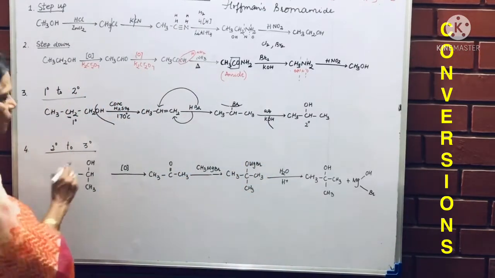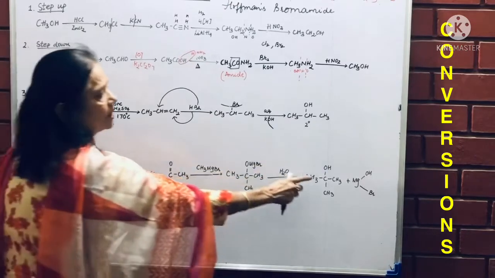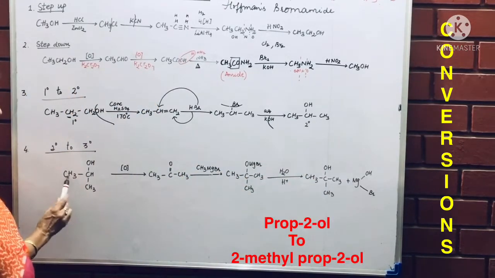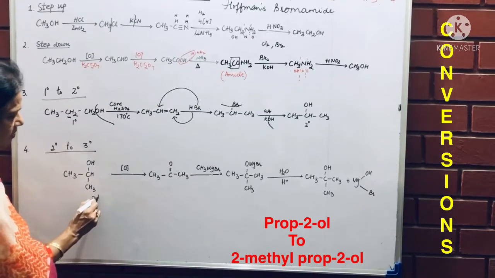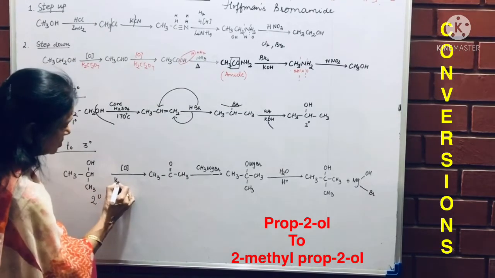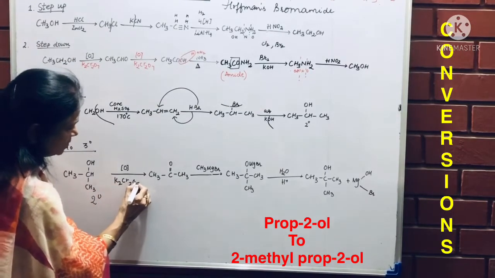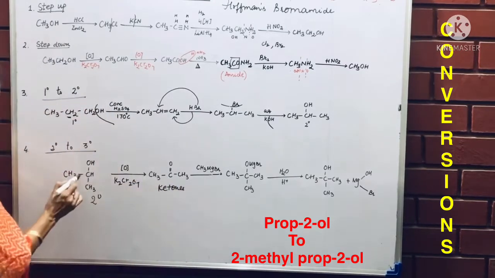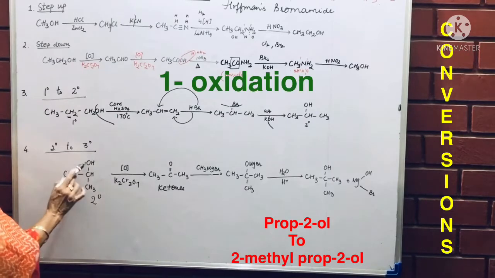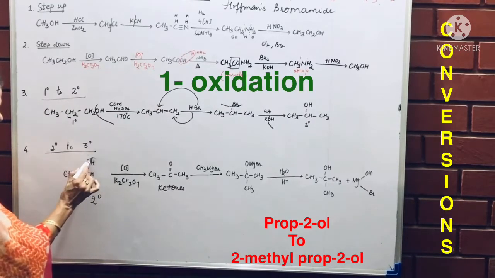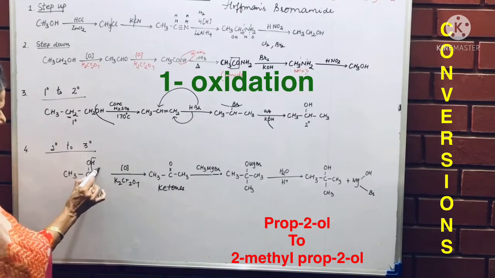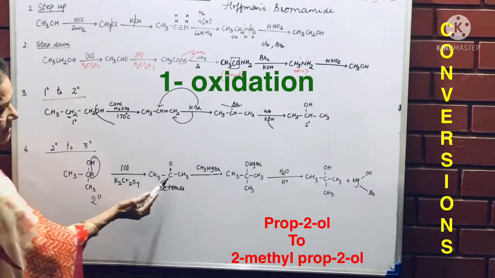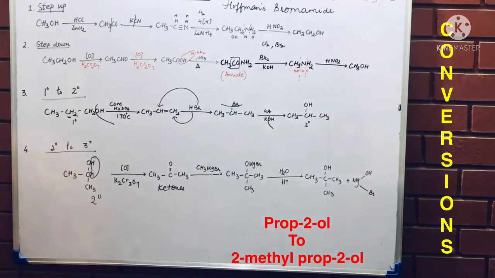Third one is if I want to change secondary alcohol into tertiary alcohol. So the first step will be, you know secondary alcohols on oxidation change into ketones. So secondary alcohol is this CHOH. If I remove this, oxidation means removal of hydrogen. So removal of hydrogen takes place and this compound changes into a ketone.